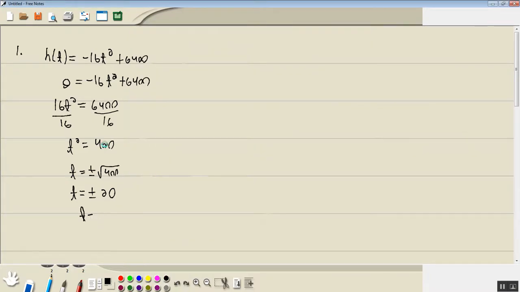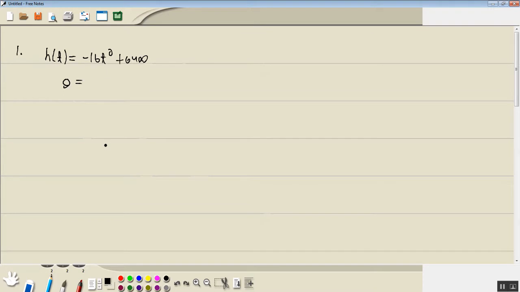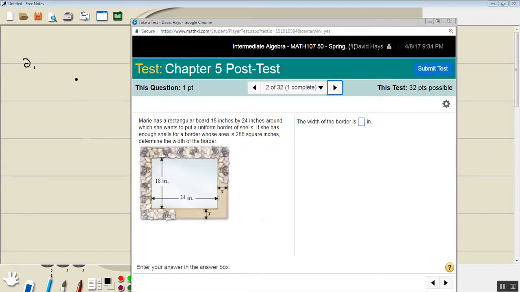Let me clear this off. It says Marie has a rectangular board 18 inches by 24 inches around which she wants to put a uniform border of shells. If she has enough shells for a border whose area is 288 square inches, determine the width of the border.